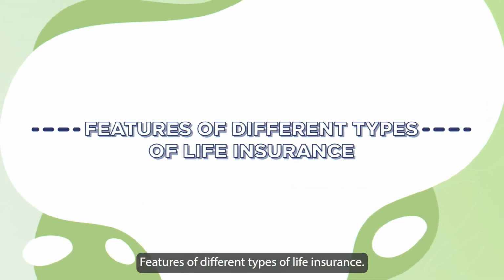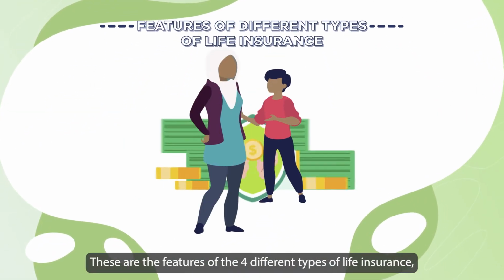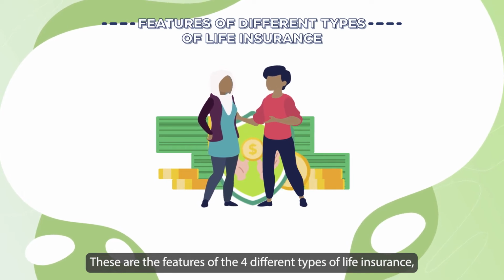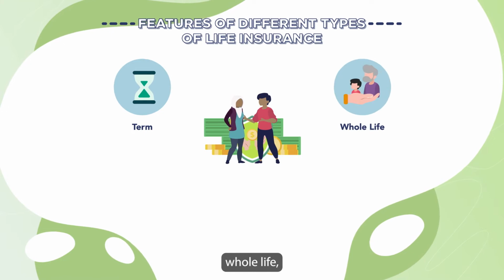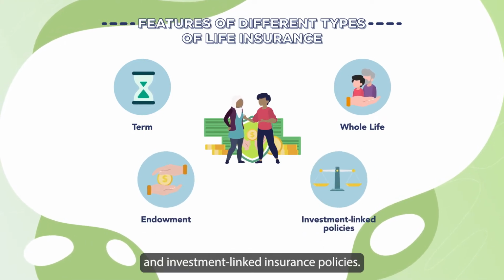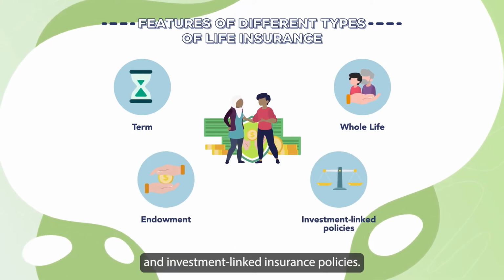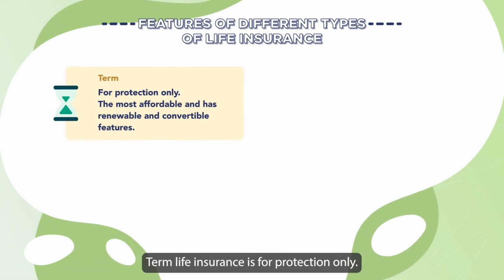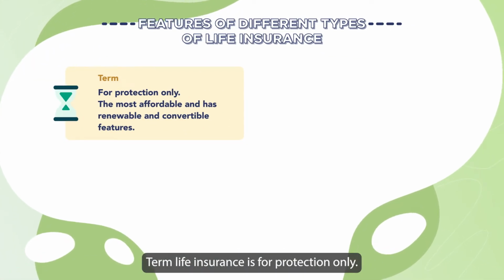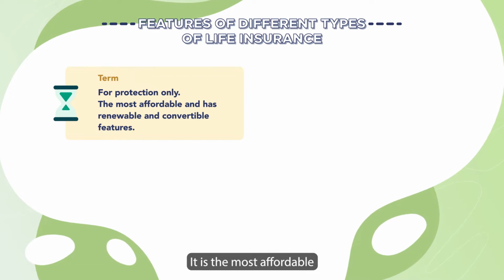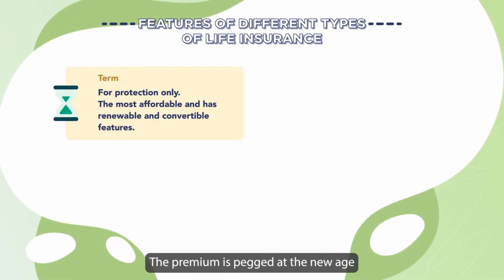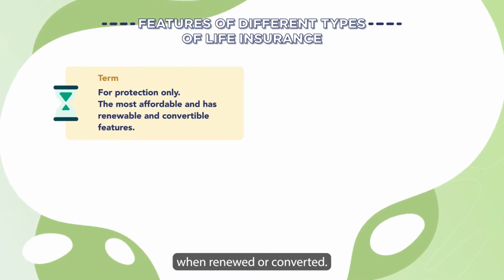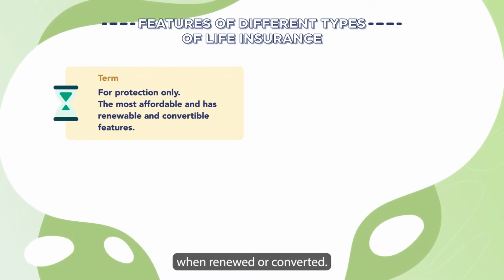Features of different types of life insurance. These are the features of the 4 different types of life insurance: term, whole life, endowment, and investment-linked insurance policies. Term life insurance is for protection only. It is the most affordable and has renewable and convertible features. The premium is pegged at the new age when renewed or converted.